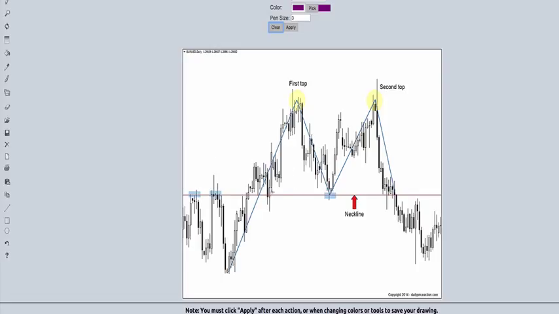So this is an example right here, as you can see in this picture, of a double top. There's the first top right here, and then here's the second top right here, and it forms kind of like an M shape. Another thing you need to take note of is the support line right here, where the M forms. This is considered the neckline. And that's what you want to look at when you're trading a double top.